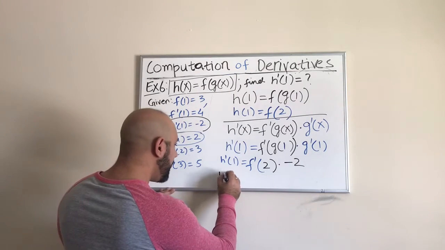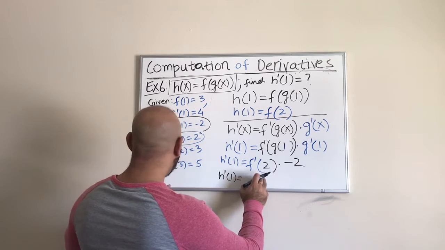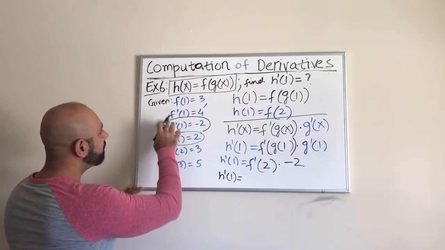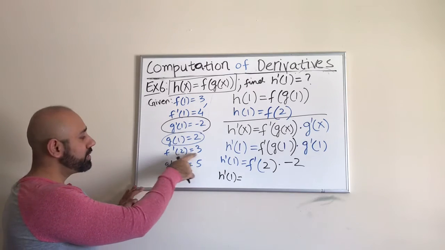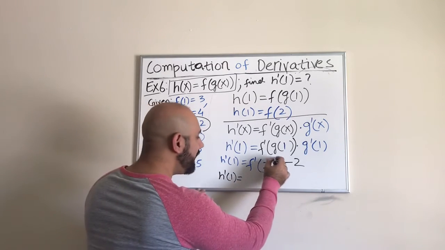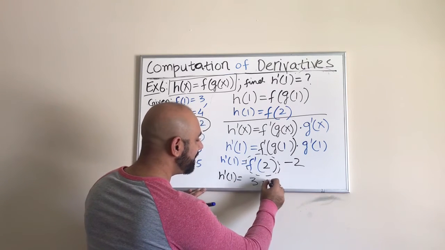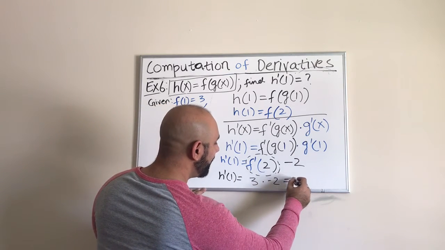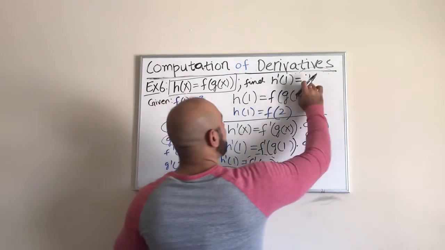Then, guys, moving on, I have f prime of 2 on the right hand side. I went back here and tried to find what f prime of 2 is. And actually I have f prime of 2 here, which is positive 3. So I replace f prime of 2 by positive 3, and then I have times negative 2. I can multiply these two and get negative 6. So h prime of 1 is negative 6.